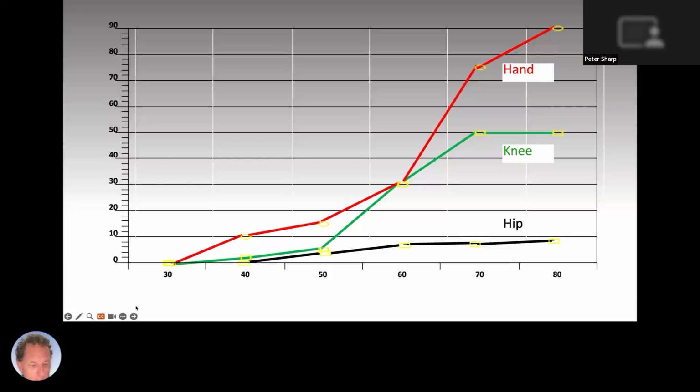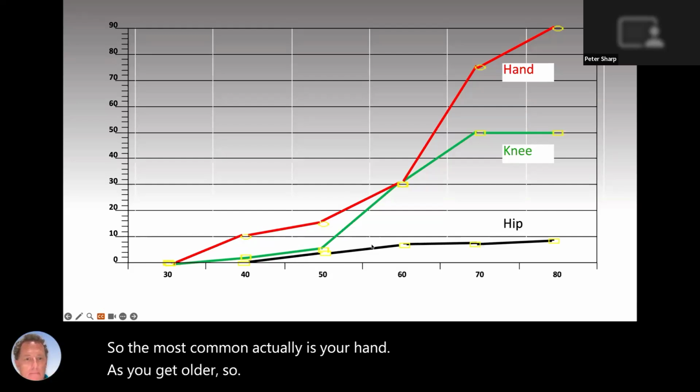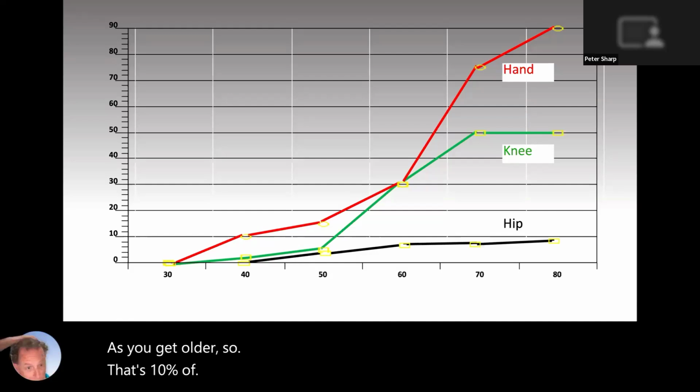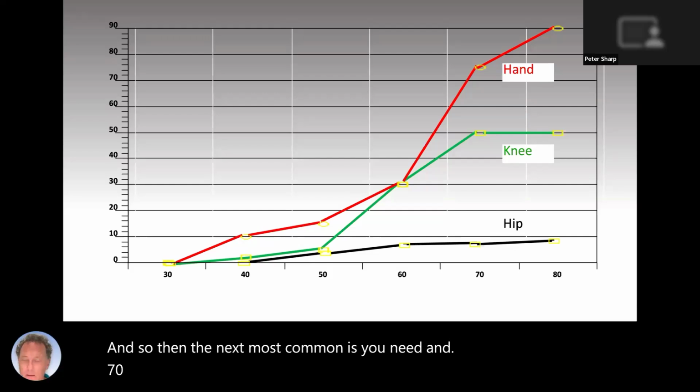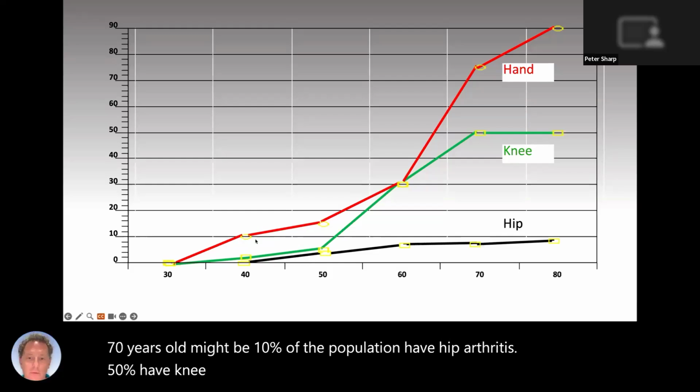All right, so on this graph you can see how common it is. The most common actually is your hand, so fingers and hands. And as you can see on the red part of the graph, the numbers go up as you get older. If you're in your 30s or 40s, about 10% of people have osteoarthritis in your hand. But once you get up into your 80s, the numbers are very high. The next most common is your knee, and the least common is your hip. So if you were 70 years old, might be 10% of the population have hip arthritis, something like 50% have knee arthritis, and something like 75% have arthritis in their hands. So very, very common.